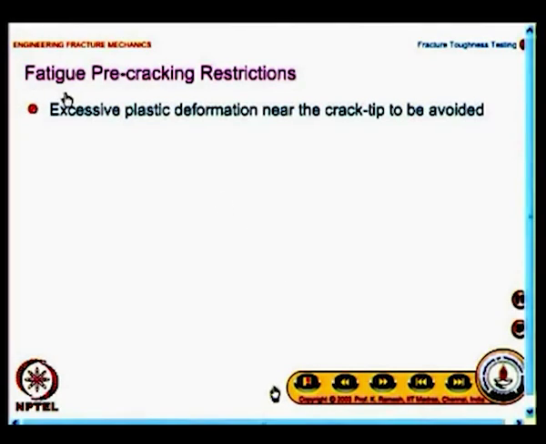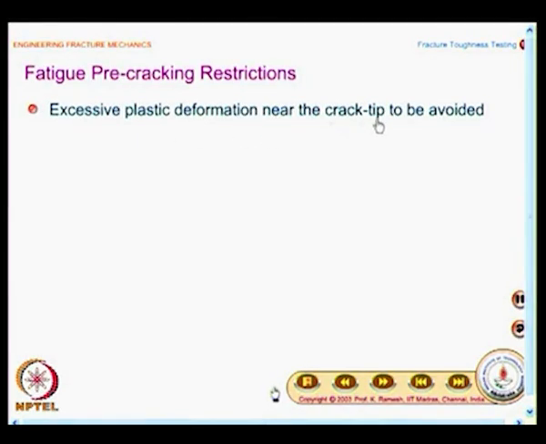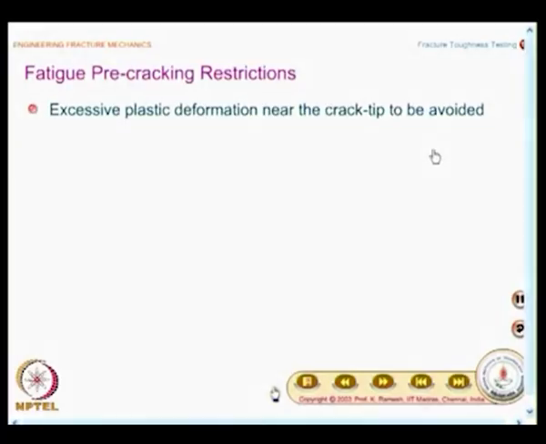And in order to get the fatigue pre-crack, there are restrictions on how the loading should be applied. The focus is that excessive plastic deformation near the crack tip is to be avoided, because you want to do plane strain fracture toughness, where the plastic zone is very small. So, inadvertently you should not introduce a plastic zone by wrongly performing the pre-cracking procedure.